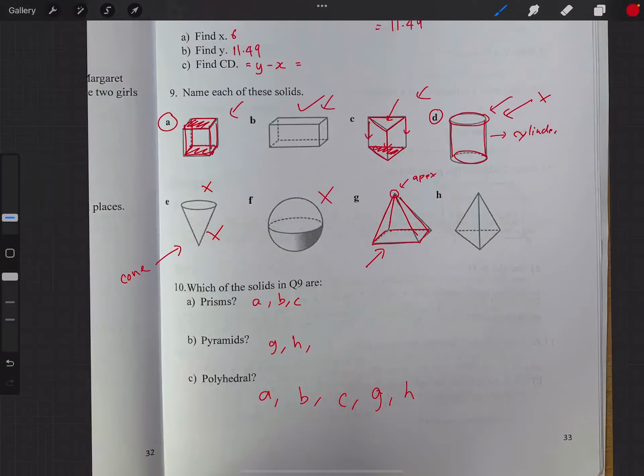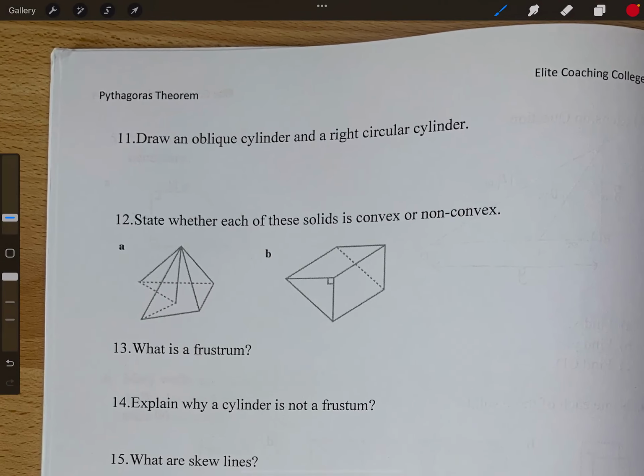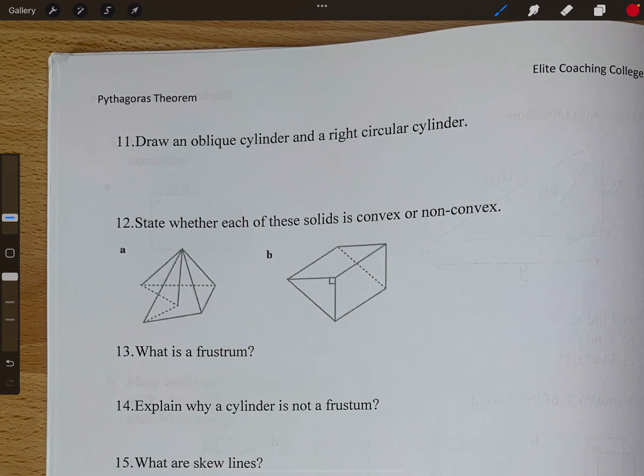Okay, next page. Question 11. Draw an oblique cylinder and a right circular cylinder. A right circular cylinder is just a regular cylinder, so that's just another word for a normal cylinder. And draw an oblique cylinder, so draw two types.